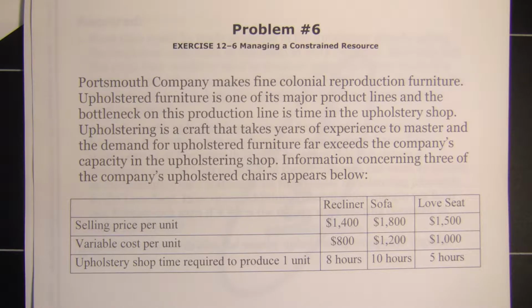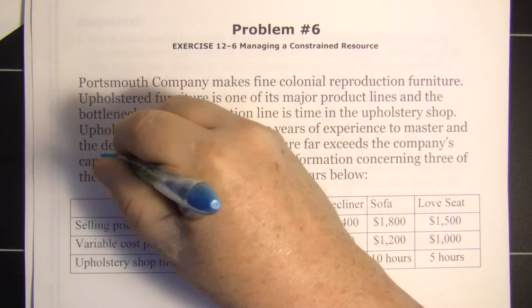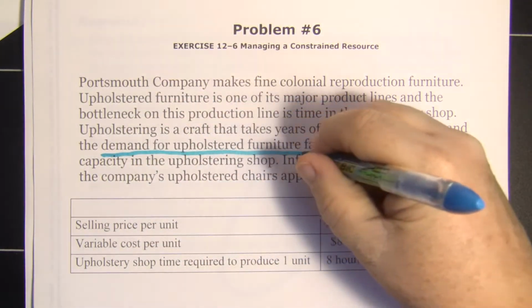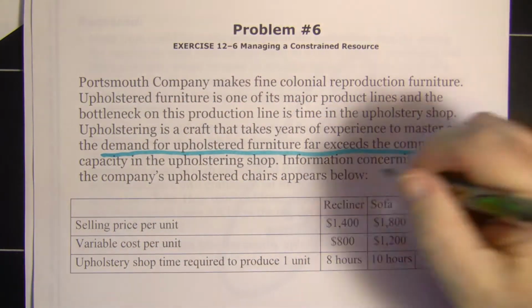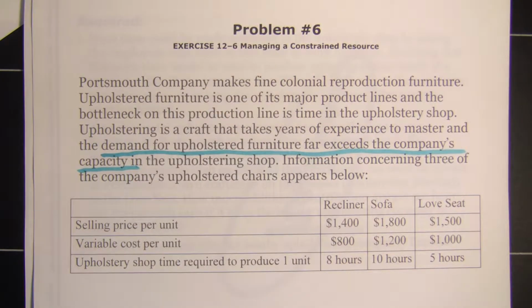So they tell us that the demand far exceeds the capacity. So they're already working at capacity. So they're not even going to consider a special order. So if this were a special order problem, we're done. No, but this isn't. It gives us information about the 3 items.